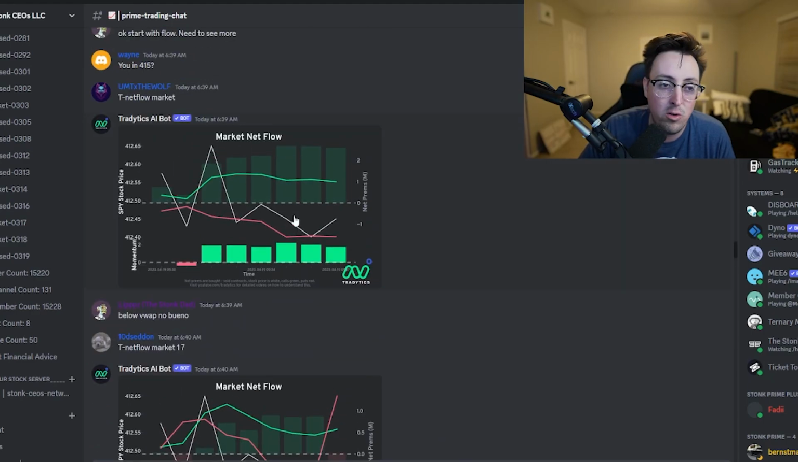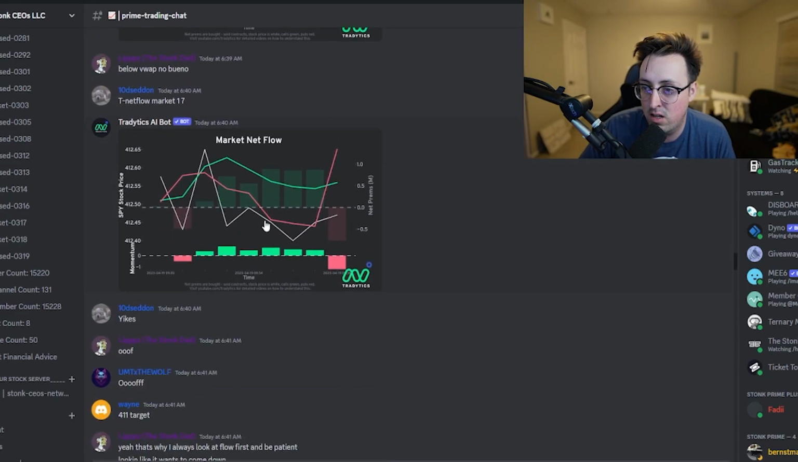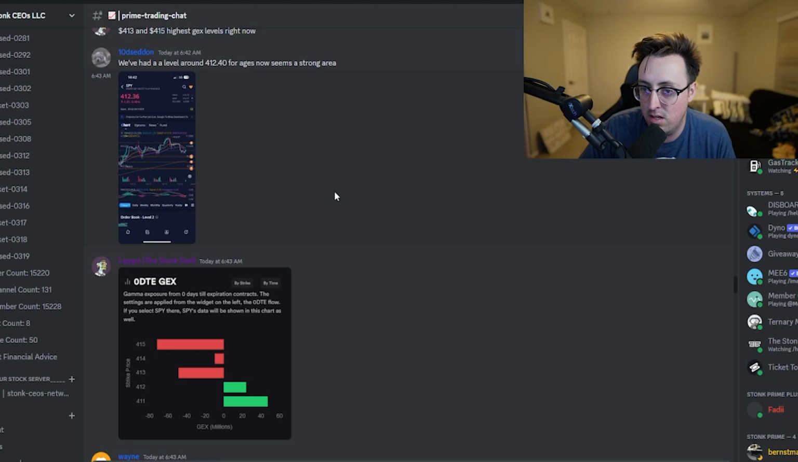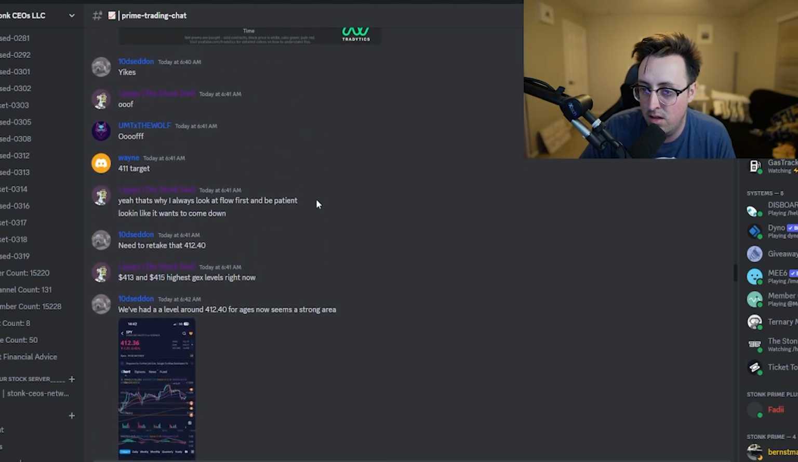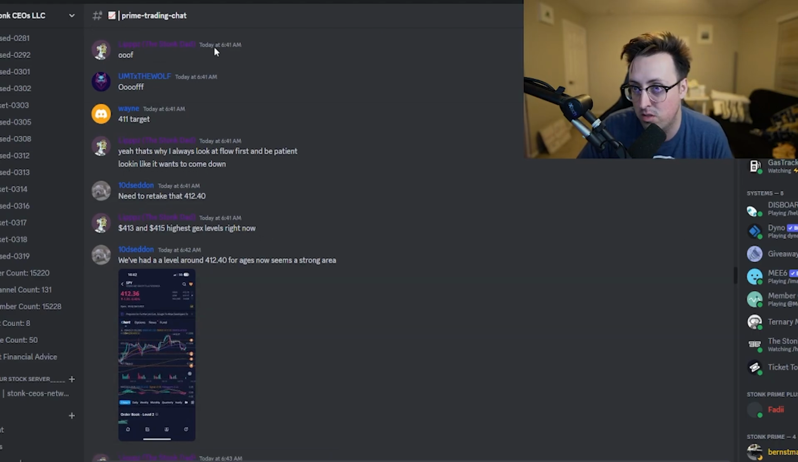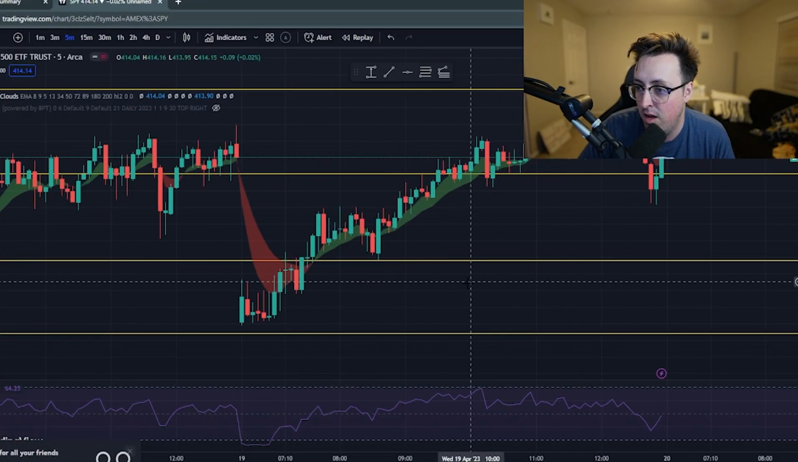I saw that, so I coincide those levels with market net flow. So I saw that market net flow was starting to get a little bit bullish. Let's see here. Did I say anything? Yeah, 413 and 415 on SPY were the highest gamma exposure levels. So if we flip back to the chart, this is from today.